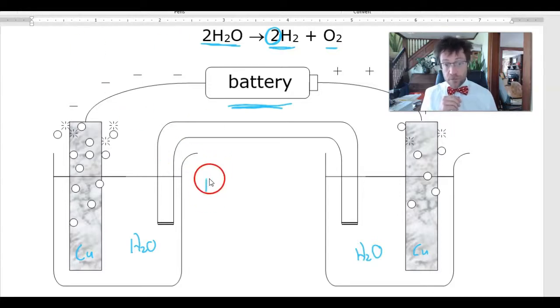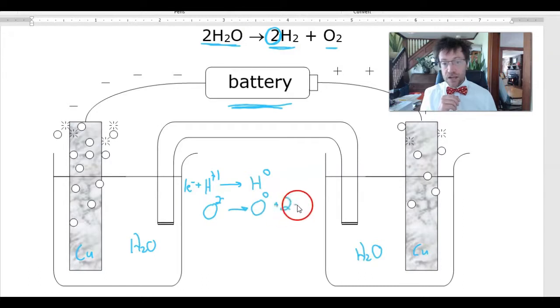Hydrogen with a +1 turns into hydrogen with a 0 charge. So we have to add 1 electron here. Oxygen with a 2- turns into oxygen with a 0, and there are 2 electrons that pop out.